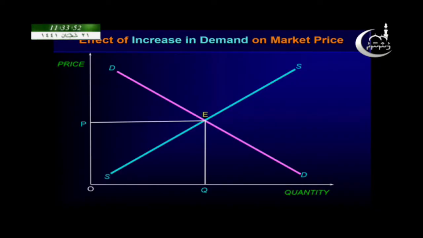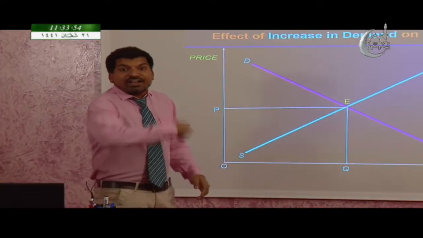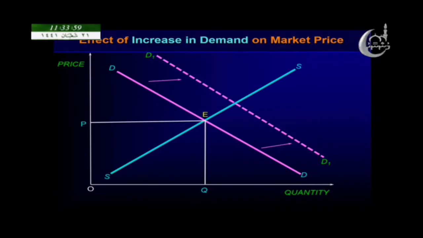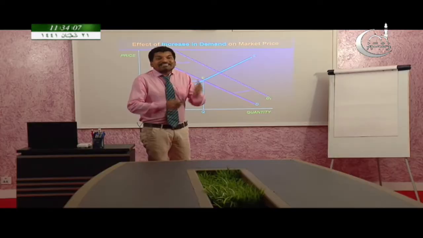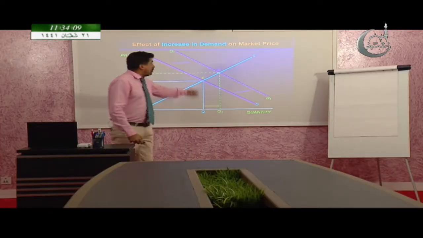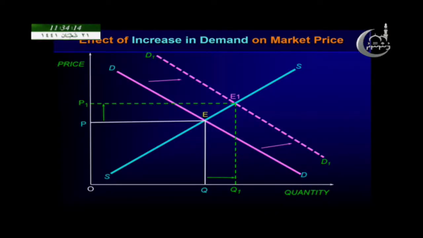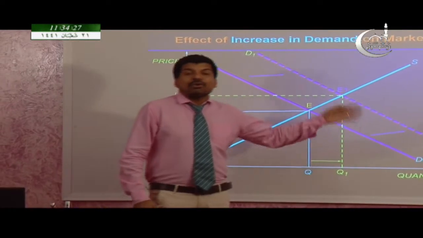An increase in demand will shift the demand curve rightward. Look at this, the demand curve shifts to the right as D1. Now we get the new equilibrium point where the new demand curve intersects the supply curve. Look at this point E1. E1 is the new equilibrium point. As a result, what is the equilibrium price or market price here? Yes, exactly. The market price increased to P1 from P, and the market quantity increased from Q to Q1.